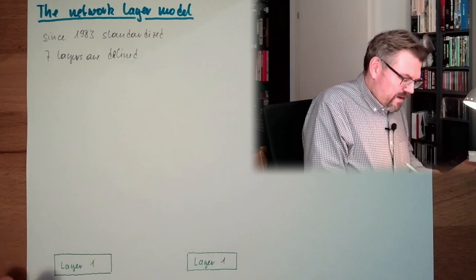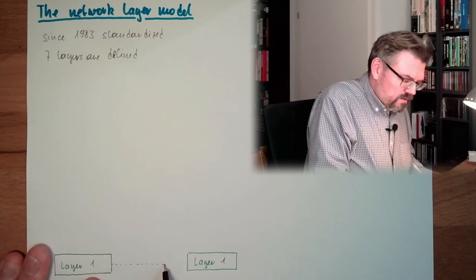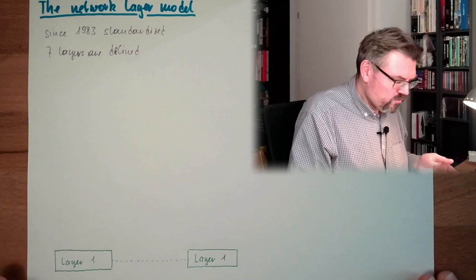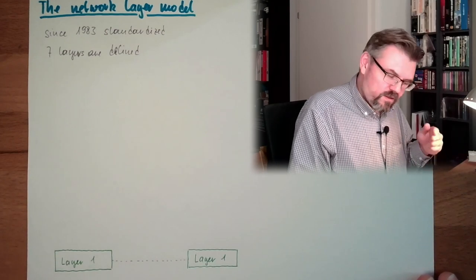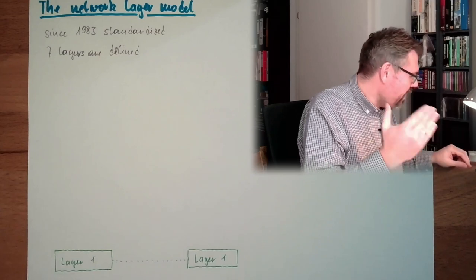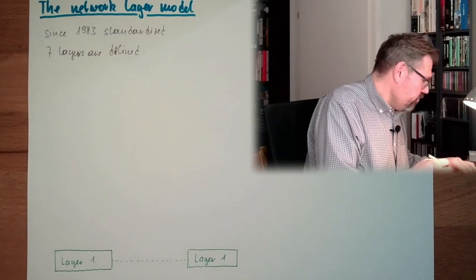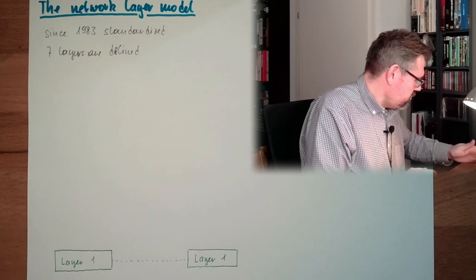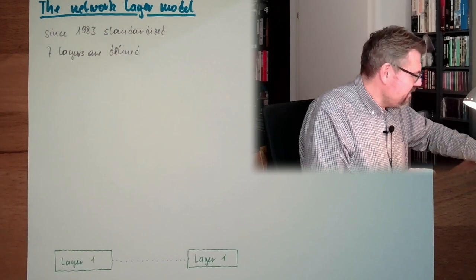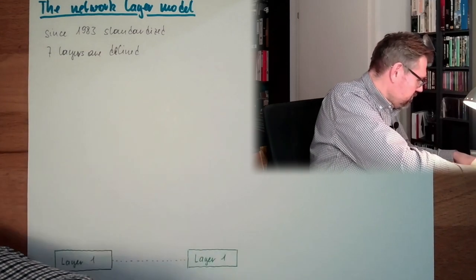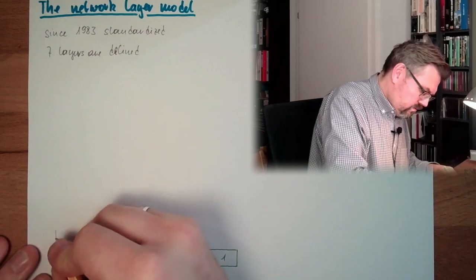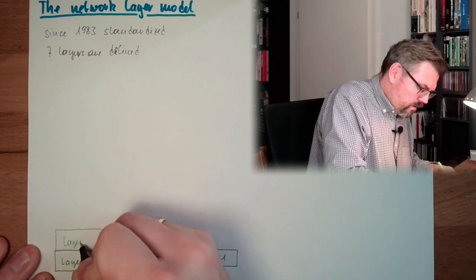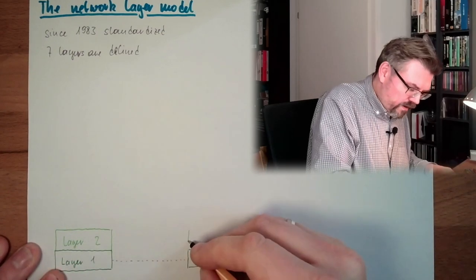And these two layers are communicating to each other directly. They are directly connected and can exchange information. That's layer one. Above, we have a layer which is called layer two. What is a good name for a second layer? Here we have a layer two, and also here we have a layer two.